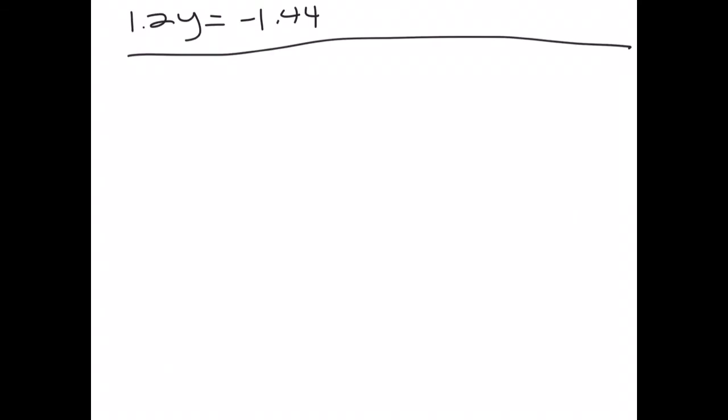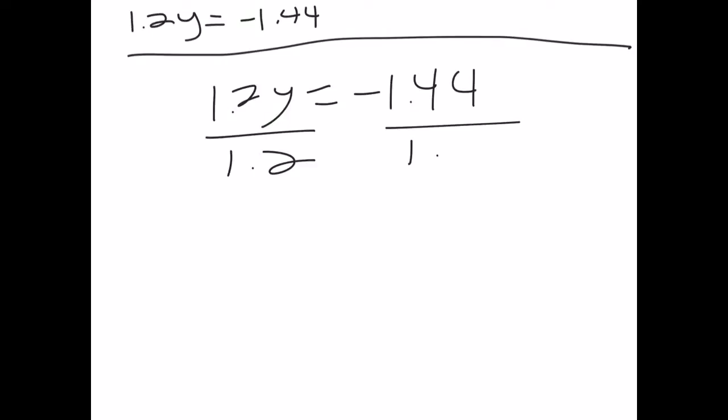To do this, it would be 1.2y equals negative 1.44. You would divide 1.2 from this side and divide 1.2 from this side. Then you would cancel this out, and that would just be y equals. Then you divide 1.44 by 1.2.